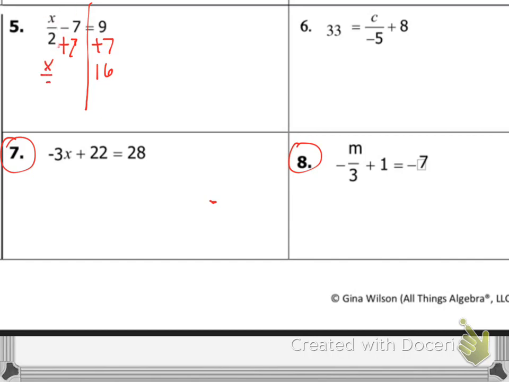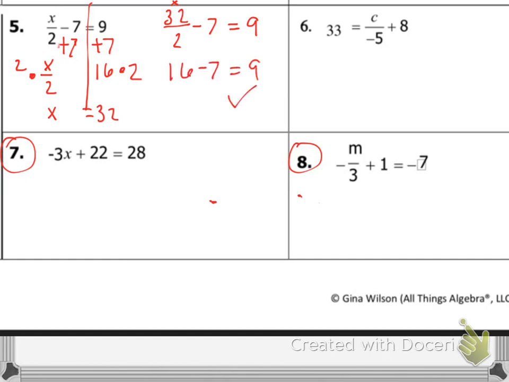We have x divided by 2. The opposite of dividing by 2 is multiplying by 2. This is the one that people have the hardest time with. Just think, what are you doing to x here? Well, I'm dividing by 2, so that means I have to multiply by 2. So we get x equals 32. And let's see if this works. Does 32, which should be our x, divided by 2 minus 7 equal 9? Well, 32 divided by 2 is 16 minus 7. That does give us 9.